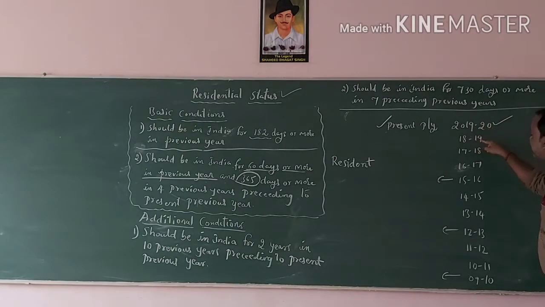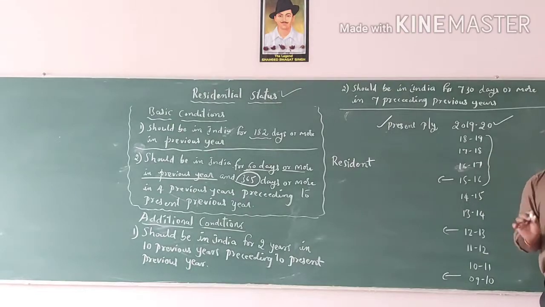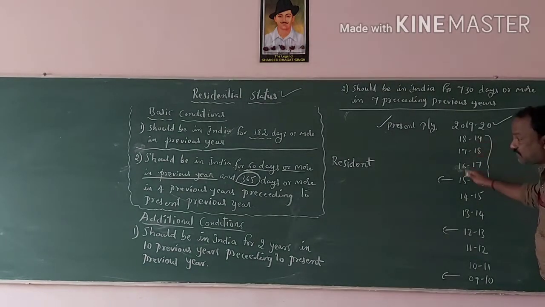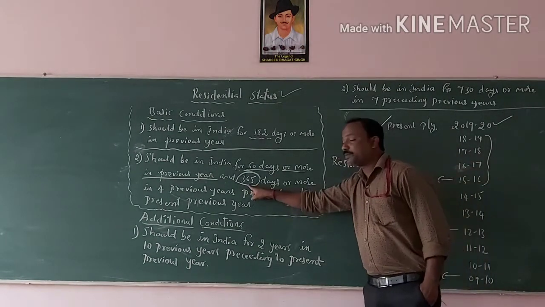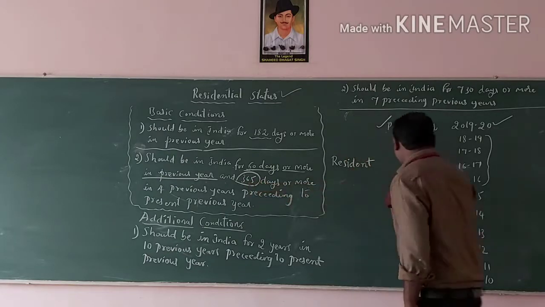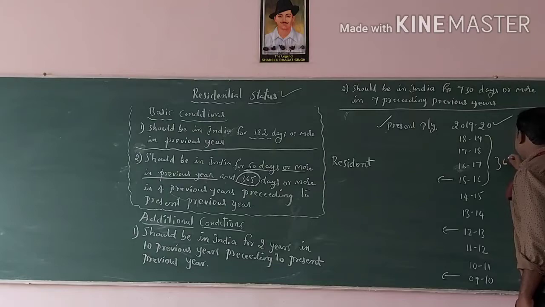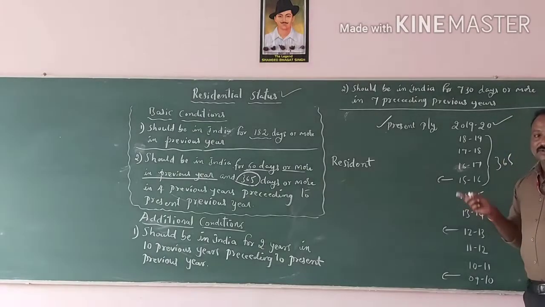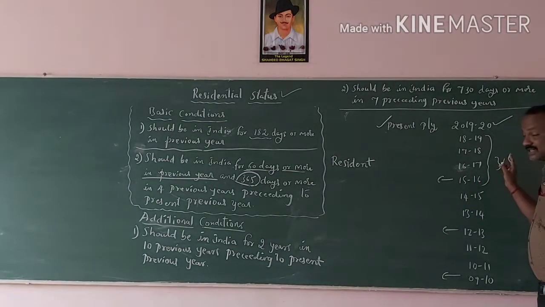2019-20, 2018-19, 2017-18, 2016-17, 2015-16. So these are the 4 preceding previous years. In these 4 preceding previous years, how many days does he have to stay in India? He has to stay in India for 365 days.